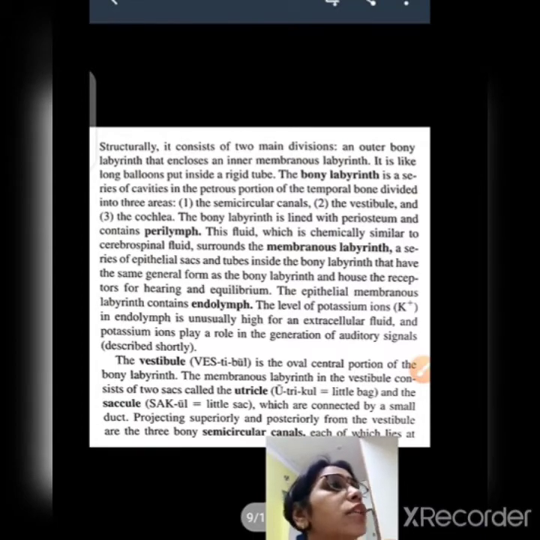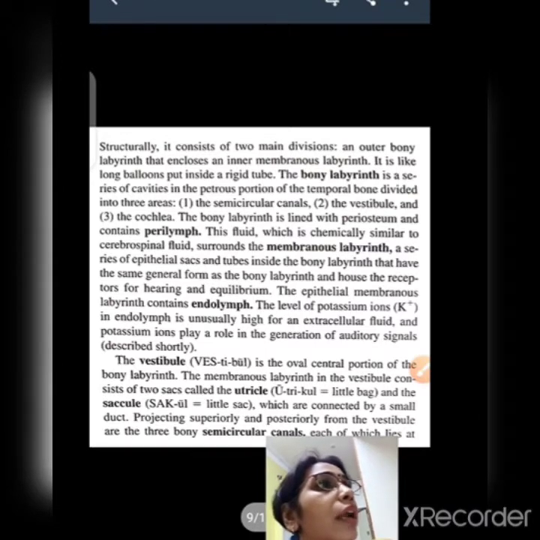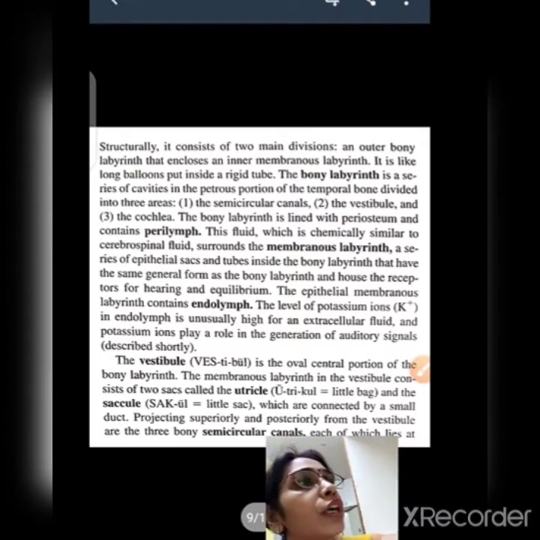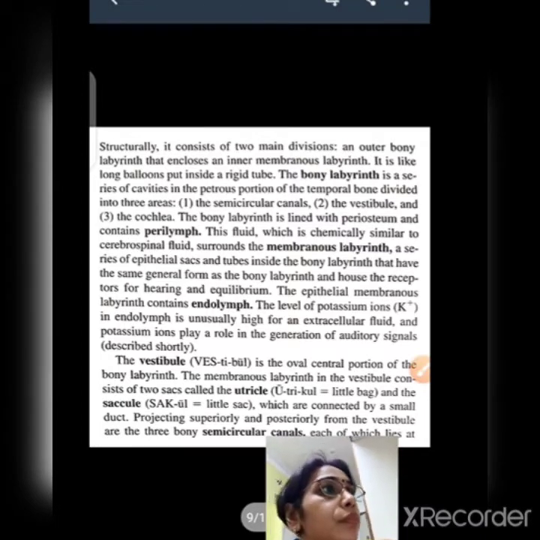This fluid, which is chemically similar to cerebrospinal fluid, surrounds the membranous labyrinth. The membranous labyrinth is a series of epithelial sacs and tubes inside the bony labyrinth that have the same general form as the bony labyrinth and house the receptors for hearing and equilibrium. The membranous labyrinth contains the endolymph.